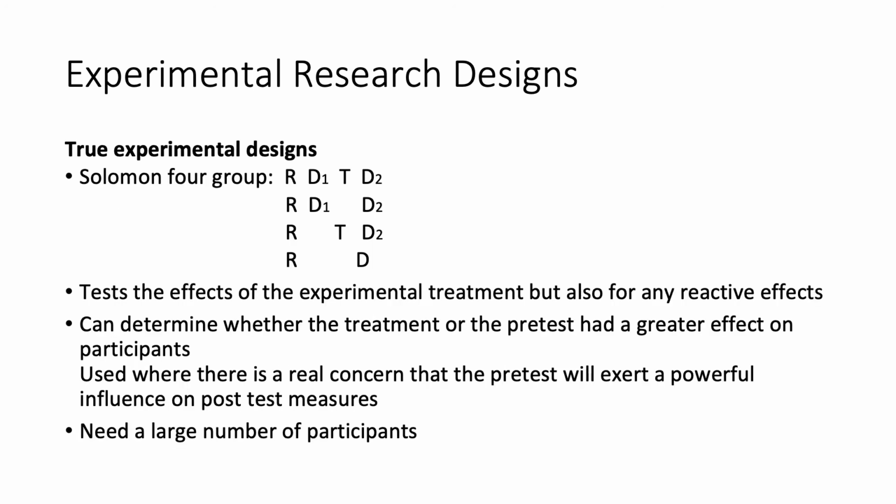The Solomon 4-group design is a sophisticated design that will always include 4 groups. So the purpose of this design is to test the effects of the experimental treatment, but also for any reactive effects. So we can also determine whether the treatment or the pretest had a greater effect on the participants. So this design is used where there is a real concern that the pretest will exert a powerful influence on post-testing measurements, which is a concern with tests of skill. A disadvantage, though, is that a large number of participants must be involved since we are having 4 groups.